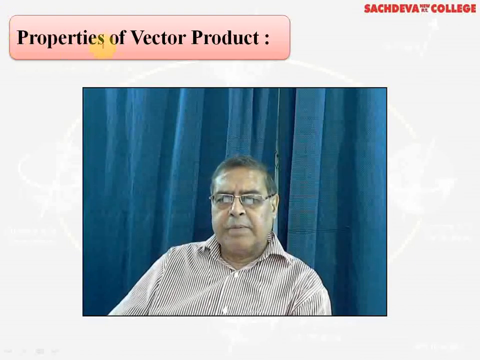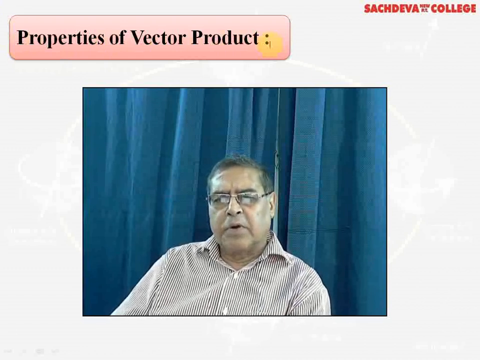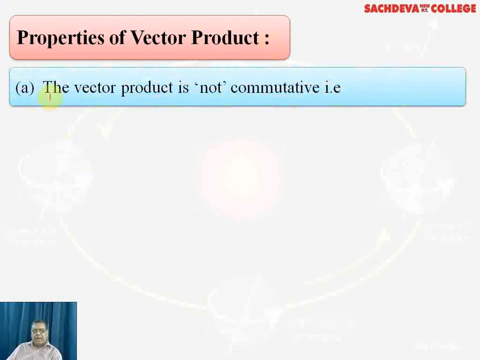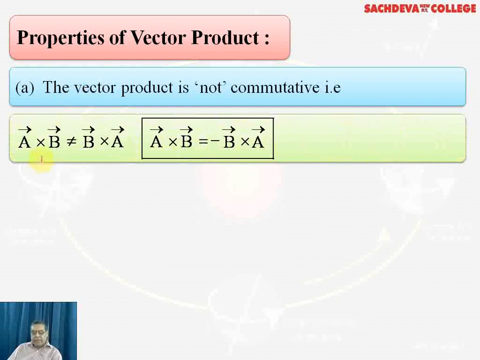Now there are certain properties of the vector product. The vector product is not commutative. For example, if we take the cross product of A and B, it will not be equal to the cross product of B and A. However, the cross product of A and B will be equal to the cross product of negative B and A. So this is shown in the following statement: the vector cross product of A and B is not equal to the cross product of B and A. Rather, the cross product of A and B will be equal to the negative of the cross product of B and A.